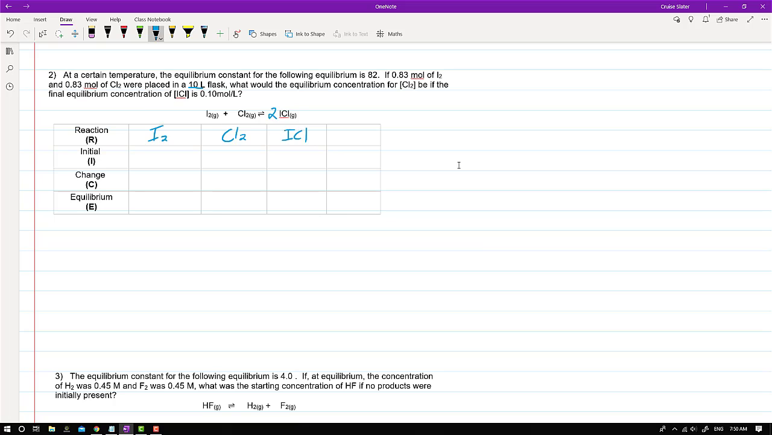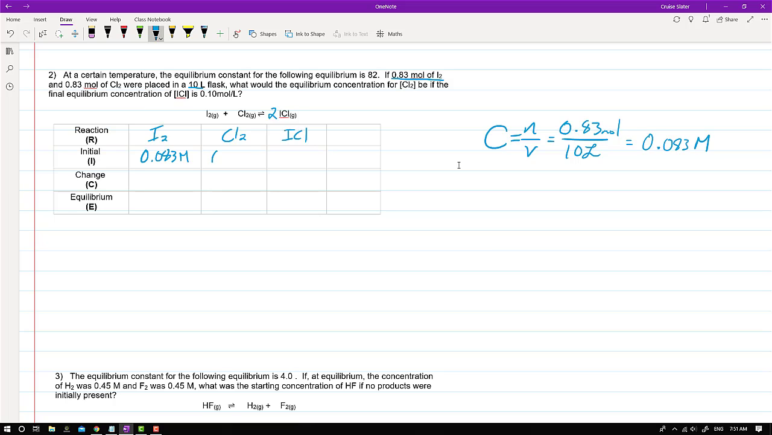Next, we have to solve for the initial concentration of each of these species. Well, concentration is moles over volume. We know this from previous lessons. And for an example here, if I was to take 0.83 moles of I2, okay, so I'm taking that right there, and divide it by that 10 liters. Okay, so 0.83 moles by 10 liters, that's going to give us 0.083 molar solution. And that's the case for both I2 and Cl2. So we can write that in.